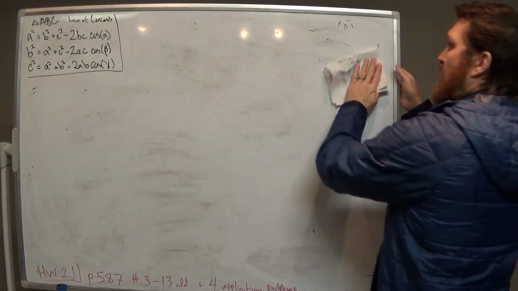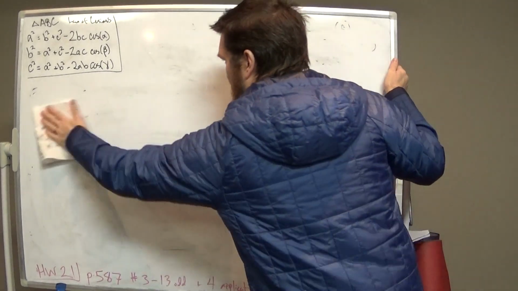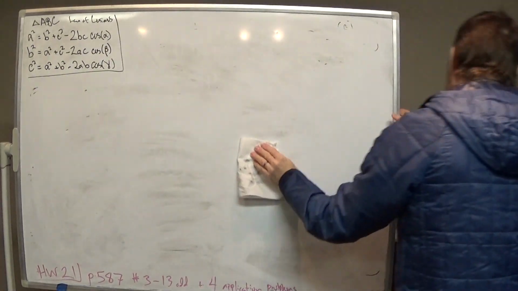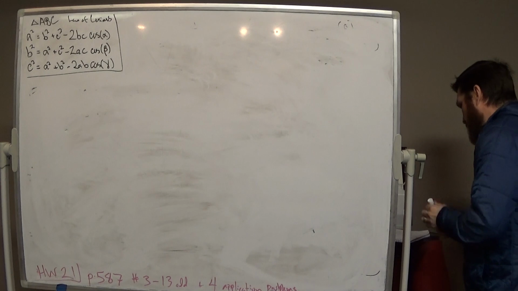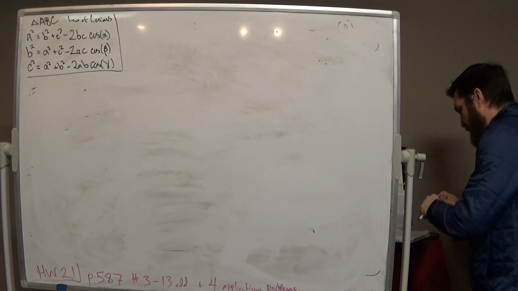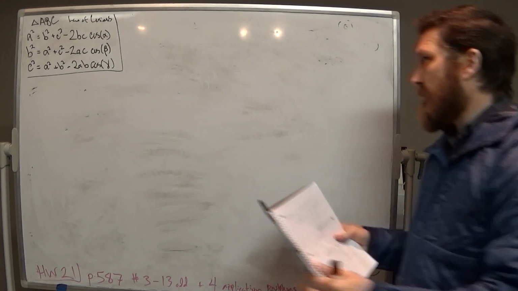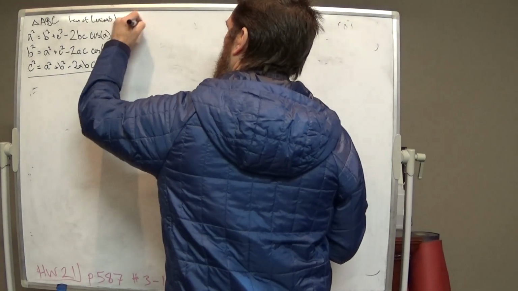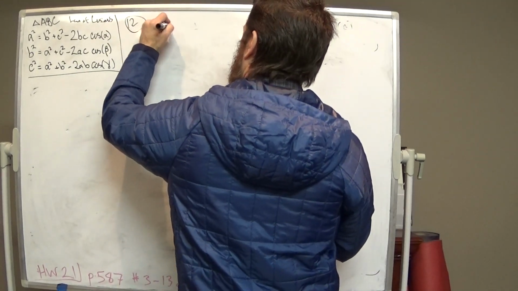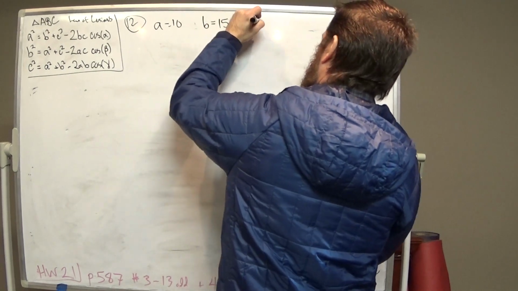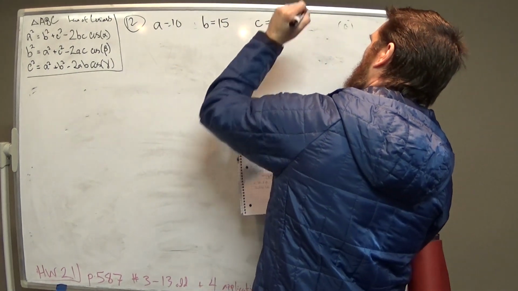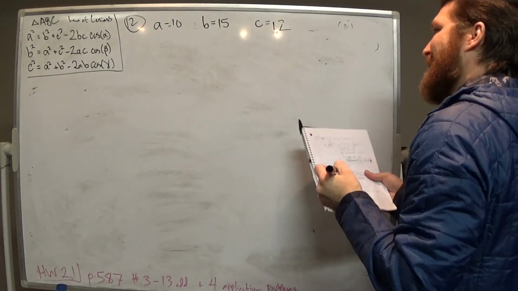So we did side angle side. The only thing left to do is side, side, side, and that is number 12. Number 12 from this section gives us A equals 10, B equals 15, C equals 12. So we need to find alpha, beta, gamma.